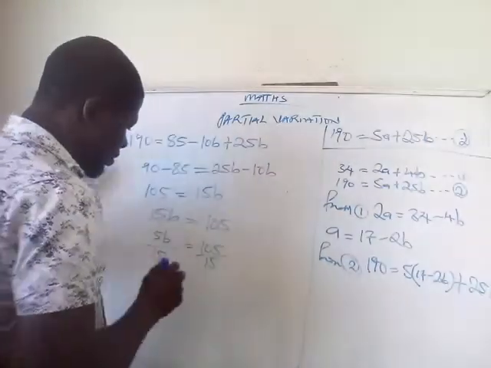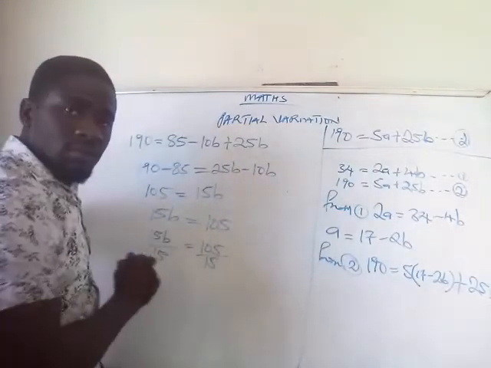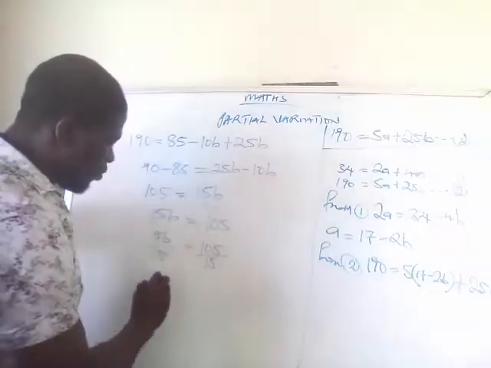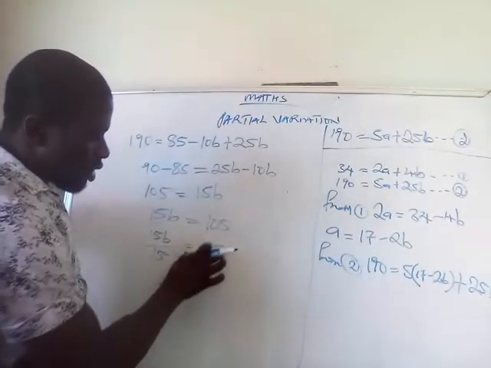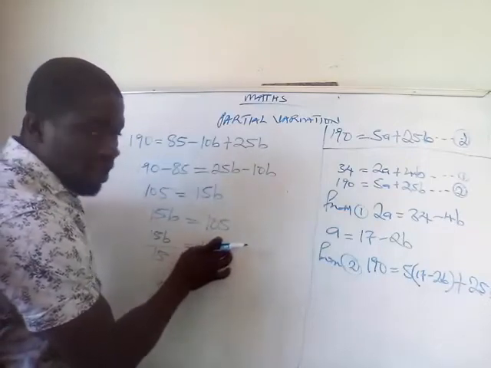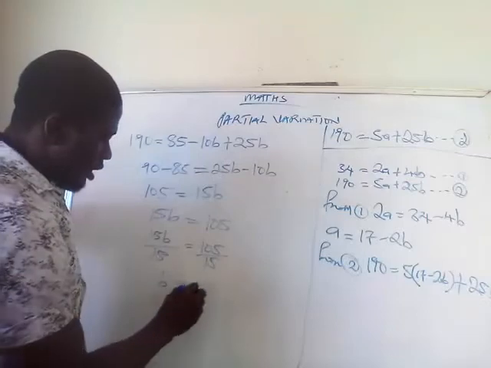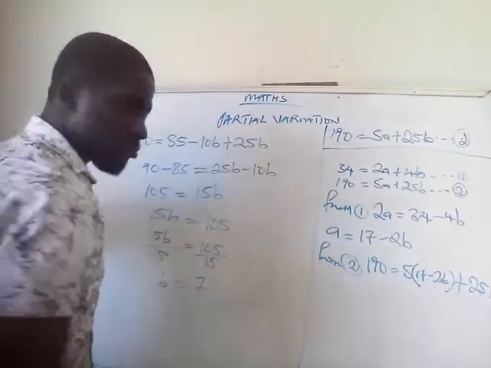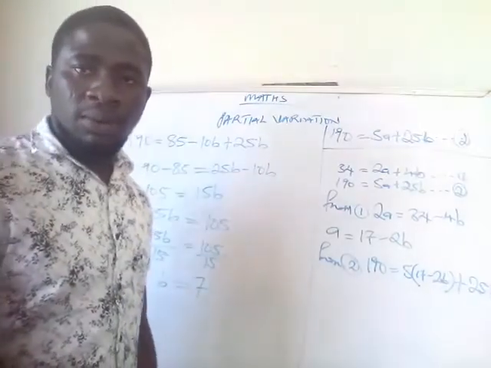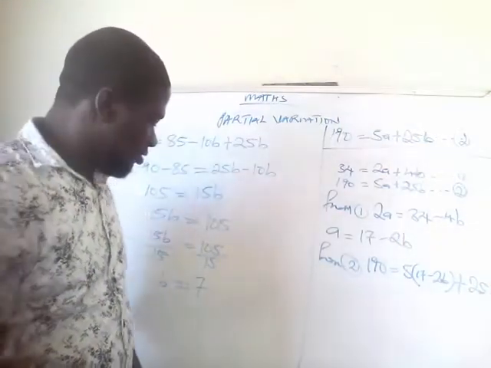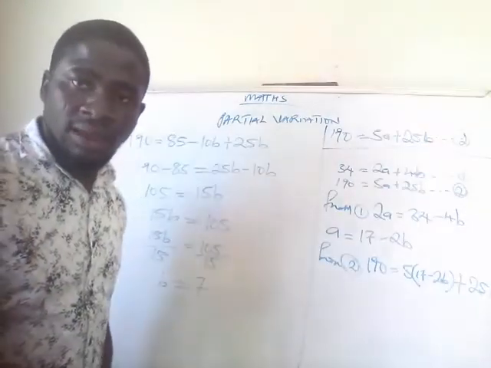So 15 cancels 15. We have B equal to how many 15s are in 105? It is 7. Please check your times table to give you 7. So we go to find A.